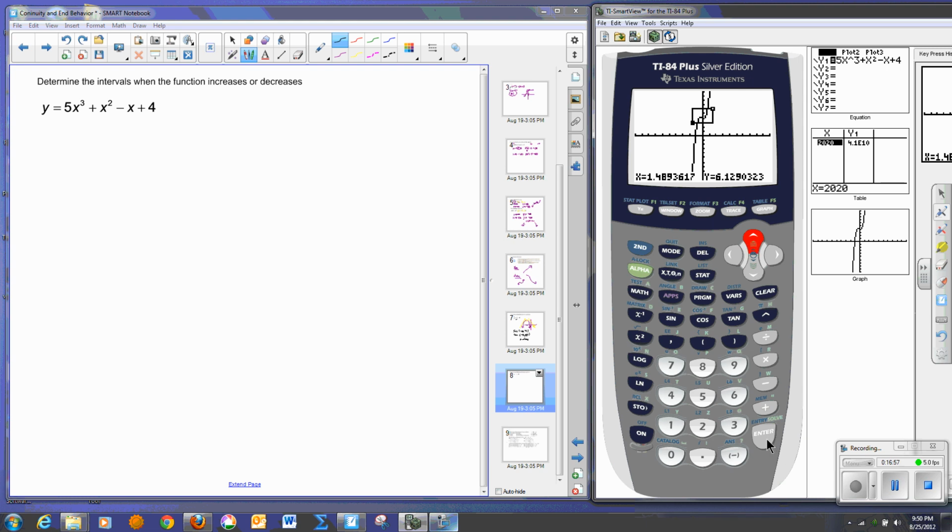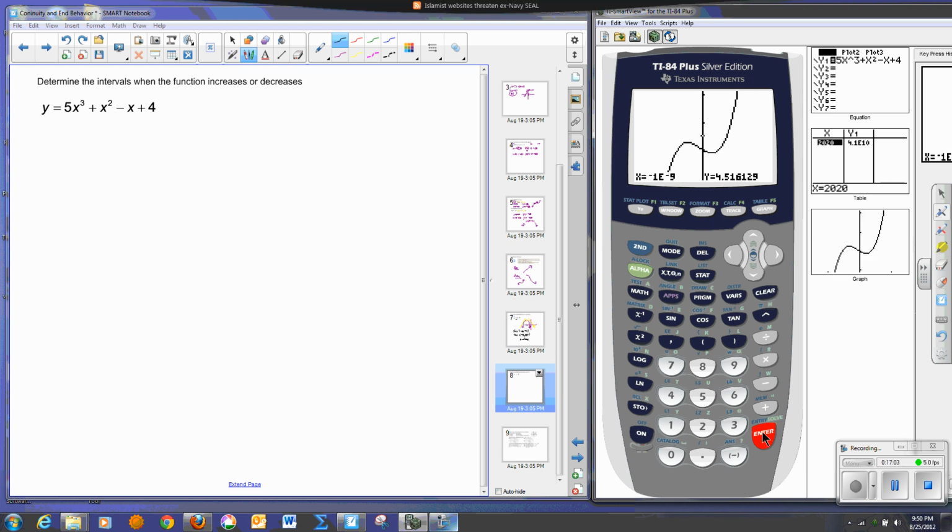I'm going to hit enter again, and what this does now is it blows up that one small part of the graph. And you'll see from the picture that this graph rises, falls, and then rises again around these 2 points. Now, if I'm going to state the interval where my function increases and decreases, I'm going to need to find these 2 points to do that.